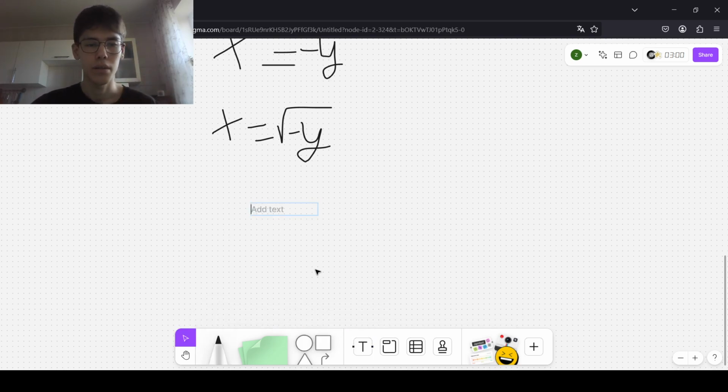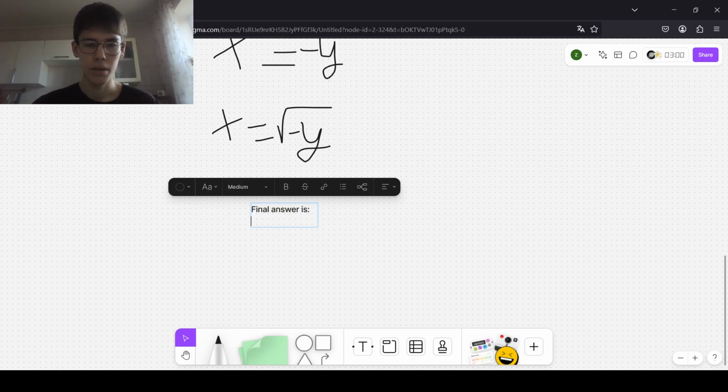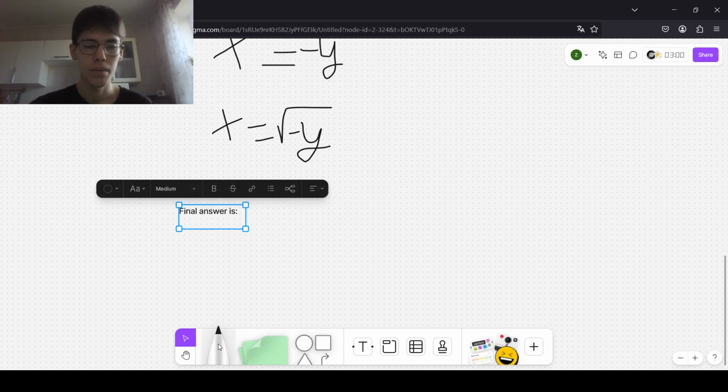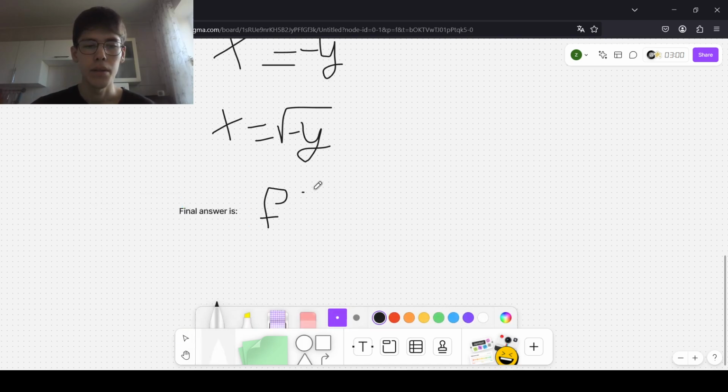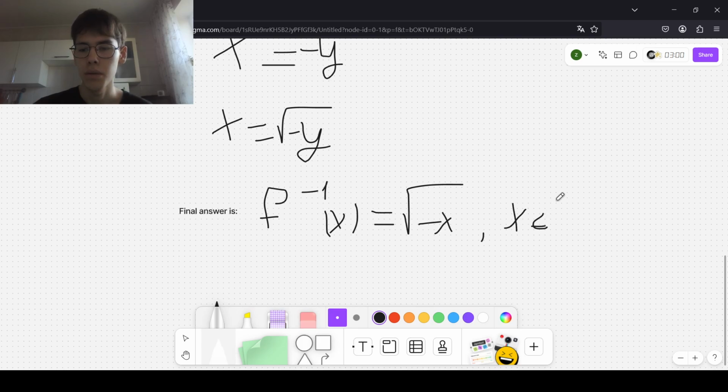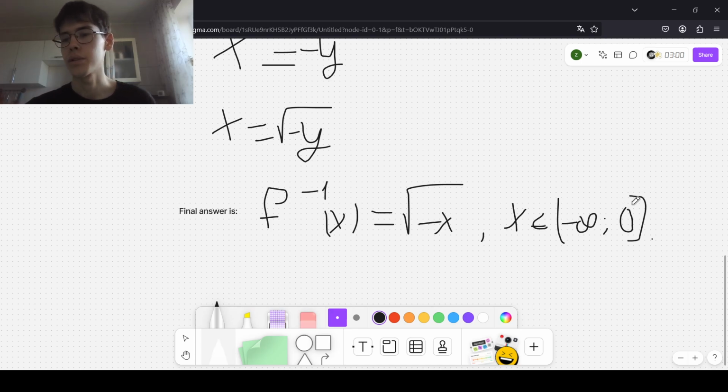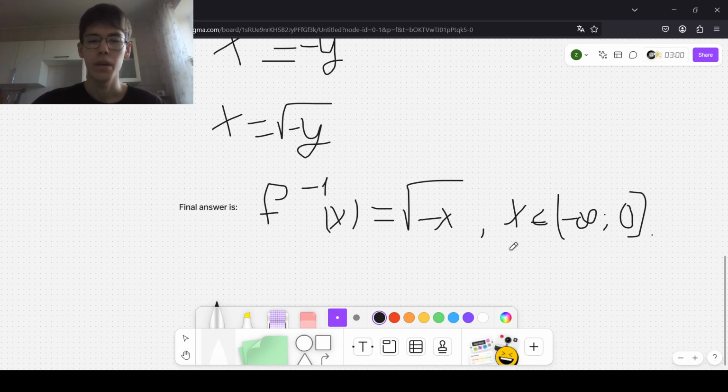So our final answer is f of minus 1 of x equals root of minus x, and here x belongs to minus infinity to 0. Here is the straight bracket, because we know that 0 is also included in our range. So here is the final answer.